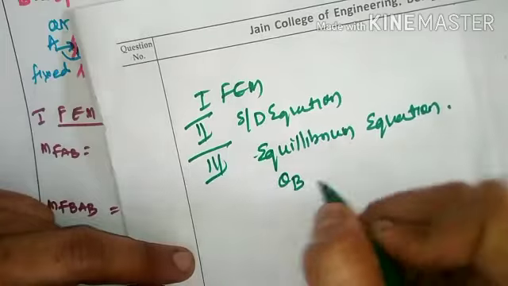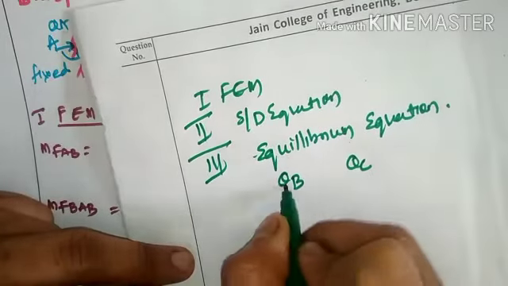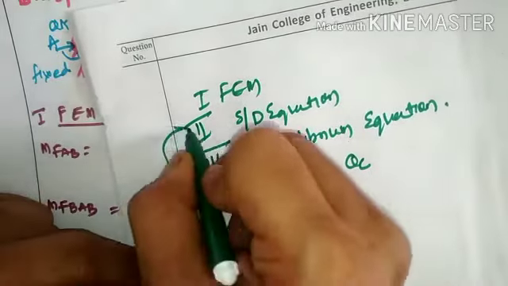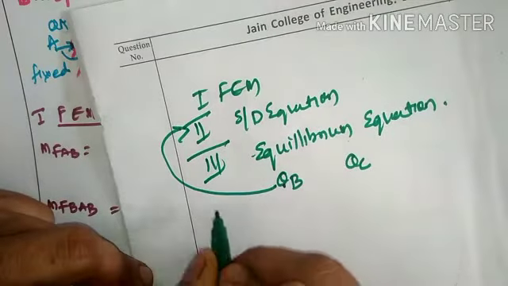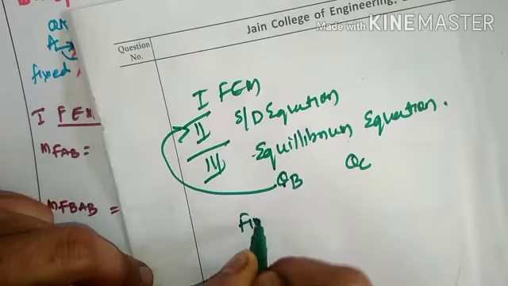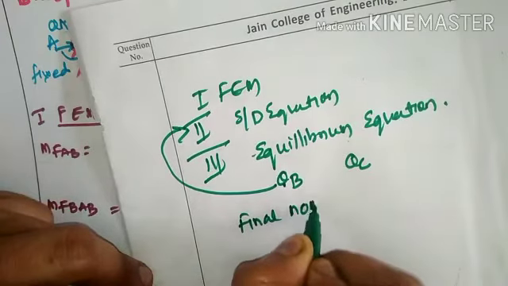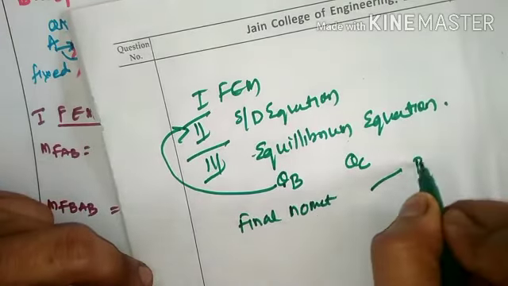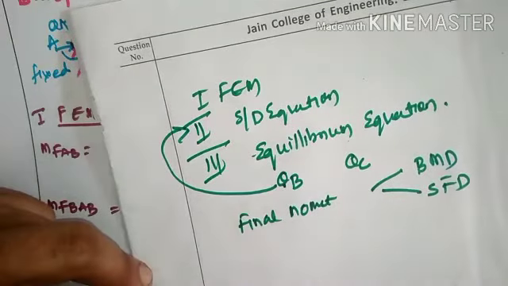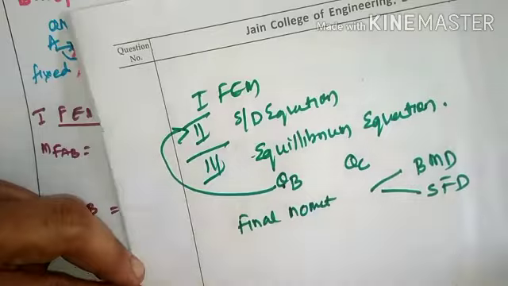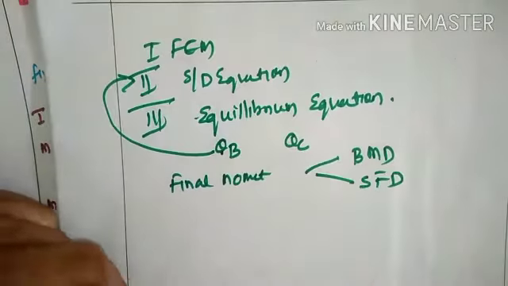Here the unknowns will be theta B and theta C. Once we get theta B and theta C, we are going to substitute back in the slope deflection equation. Then what we will be getting is nothing but the final moment. From the final moment, we are going to draw the bending moment diagram and shear force diagram. So these are the specific steps that will be involved.